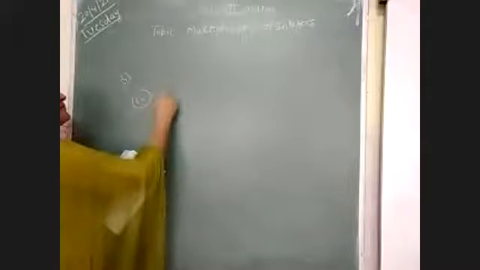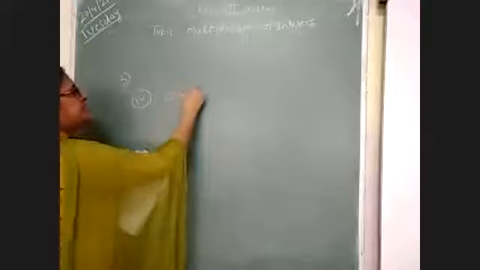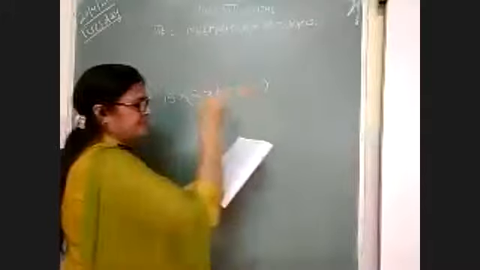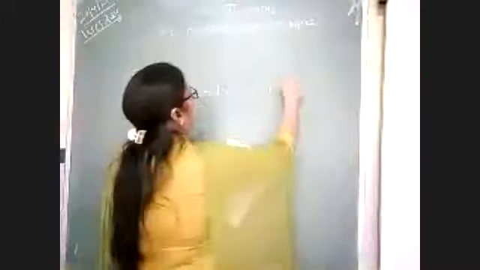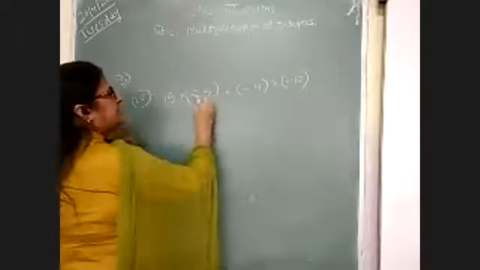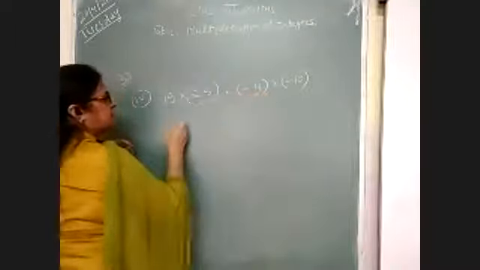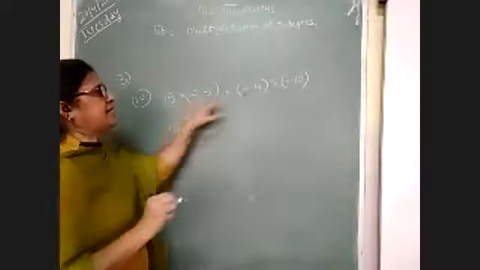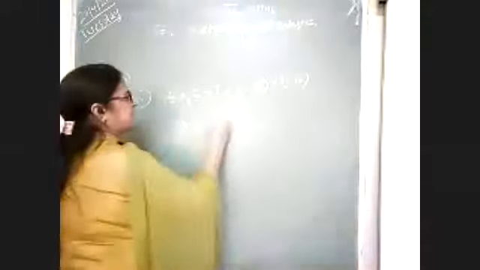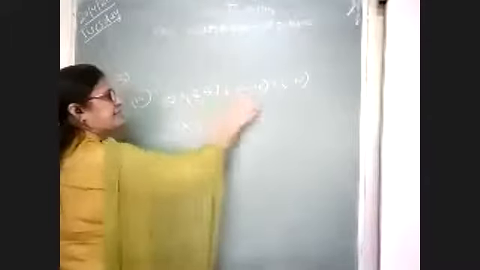Fourth one, 15 multiplied by 25 multiplied by minus 4, then multiplied by minus 10. Now in this question, you have to arrange first. So first we will make the arrangement. 25 multiplied by minus 4. Negative sign multiplied by the negative sign, the result is positive. 25 4s are 100.